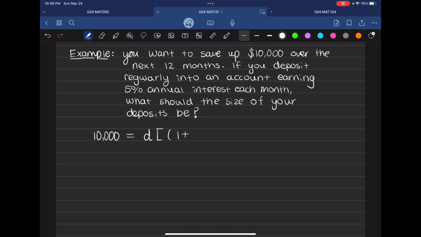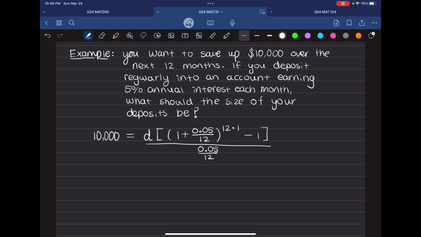And then we have this 1 plus, our interest rate is 5%, so 0.05, divided by, we're talking each month, so we know N is going to be 12, activity is happening monthly, raised to the 12 times the amount of years. If we're talking about over the next 12 months, that's going to be 1 year. And then we have minus 1 divided by 0.05 divided by 12.